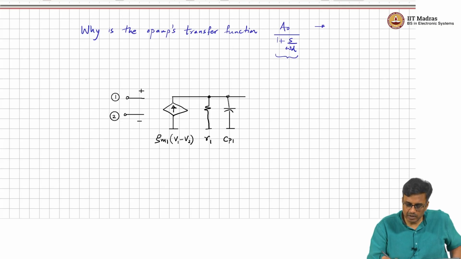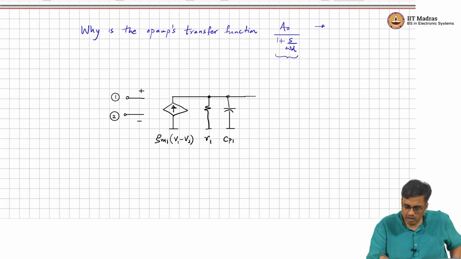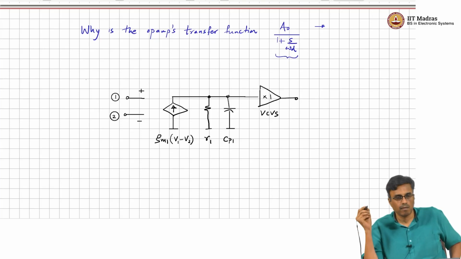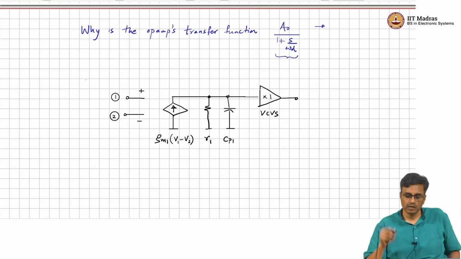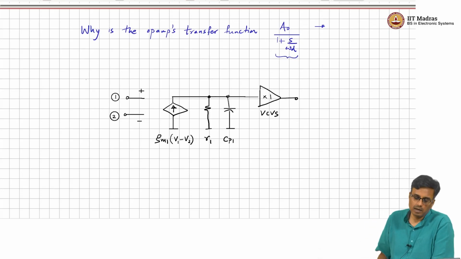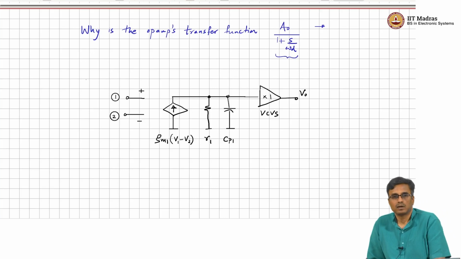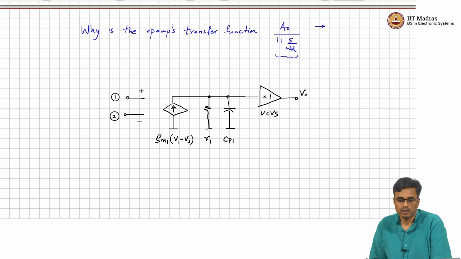So, what is the transfer function from Vi to... and of course, after this there is a voltage controlled voltage source with a gain of 1. Okay. So, what is the transfer function of this structure?